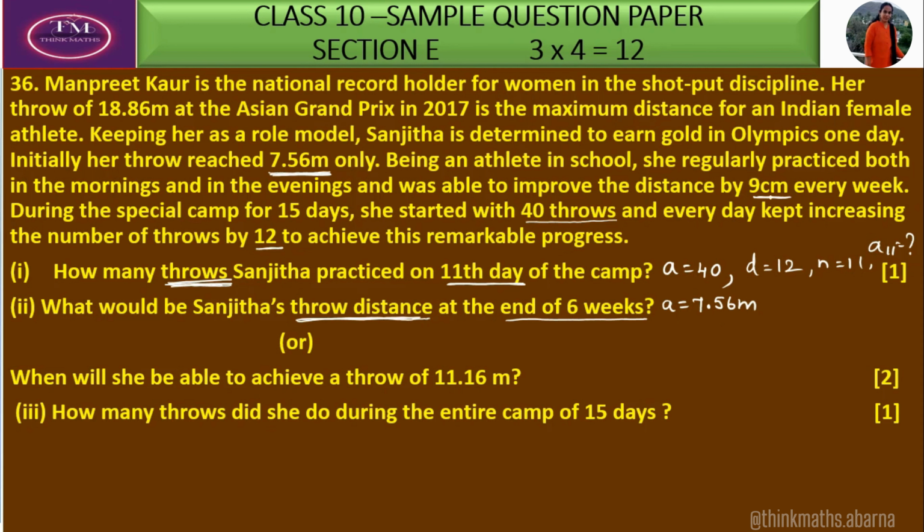So how is she improving? Every week she is improving by 9 centimeters. So D is equal to 9 centimeter. Okay. What is the question? So at the end of 6 weeks, what is her distance? It is not A6. So if you choose A6, it is wrong because the question is at the end of 6 weeks.